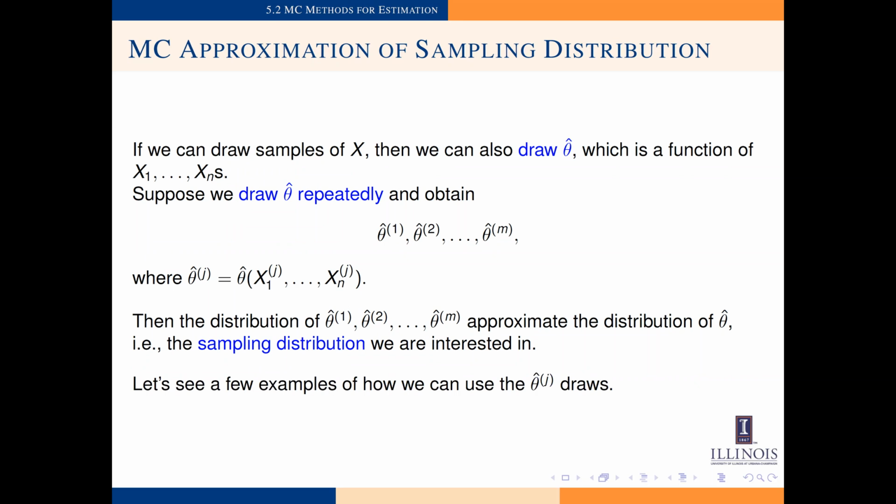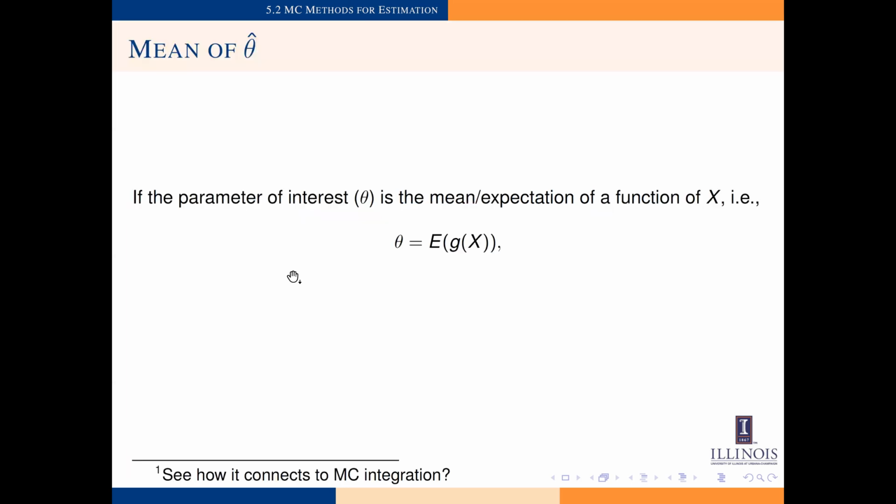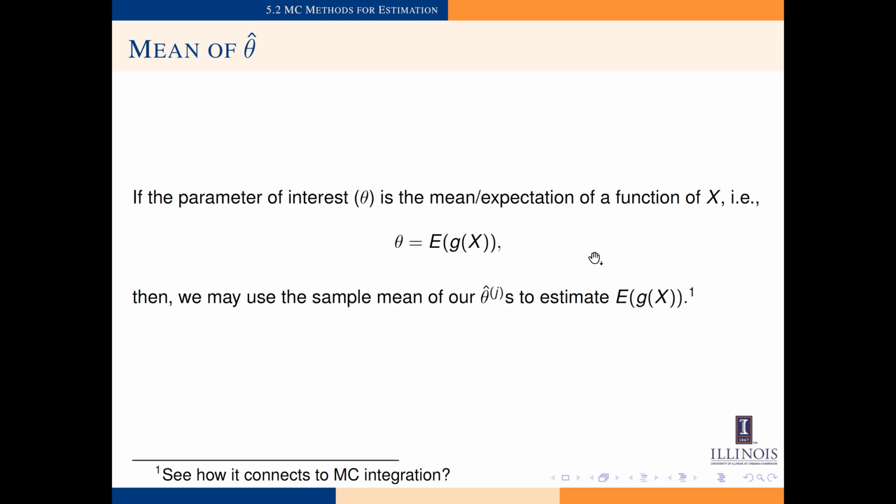So let's see a few examples of how we can use the theta hat draws to help us with estimation related tasks. Our first example concerns estimation of expectations. So if the parameter of interest, our theta, is the mean or the expectation of a function of x, in other words, theta is equal to the expectation of some function g of x, then we may use the sample mean of our theta hat j draws to estimate the expectation of g(X).